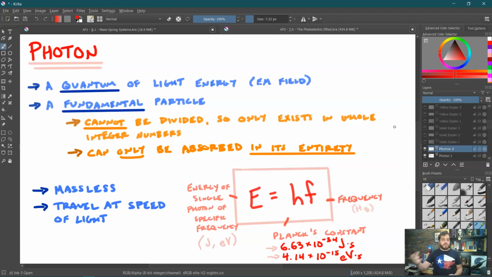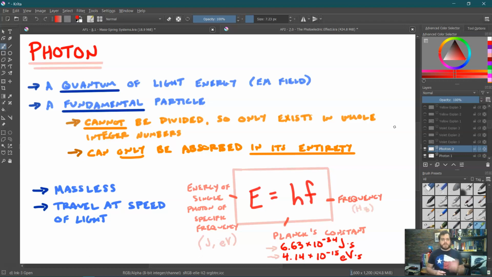Purple or violet photons will have more energy than yellow photons, which will have more energy than red photons, but they still exist in these singular packets. The frequency F is in hertz, and H right here is known as Planck's constant. Planck's constant has a couple of different ways of formulating it. We have 6.63 times 10 to the negative 34 joule seconds if we want the energy in joules, or 4.14 times 10 to the negative 15 electron volt seconds if we want the energy in electron volts. Typically, we want it in joules if we're going to do any sort of calculations, but electron volts are oftentimes a lot easier, and so we'll use that one a lot too.